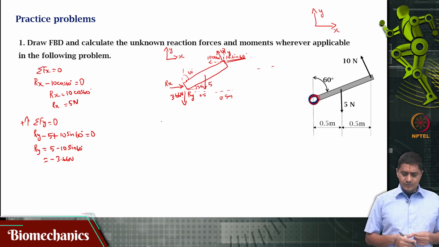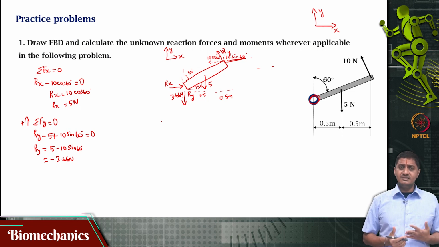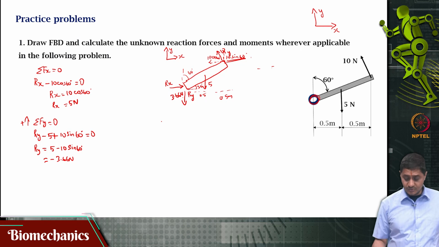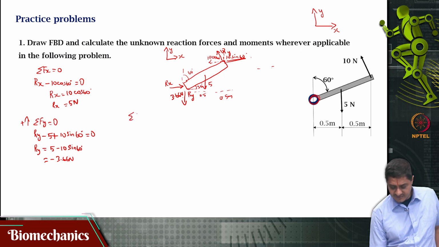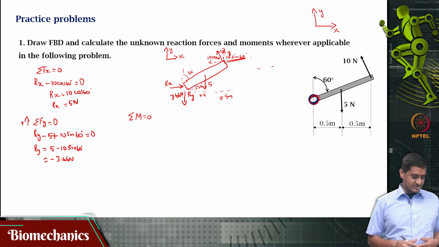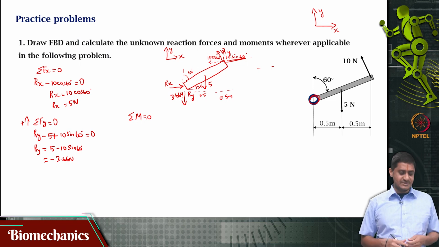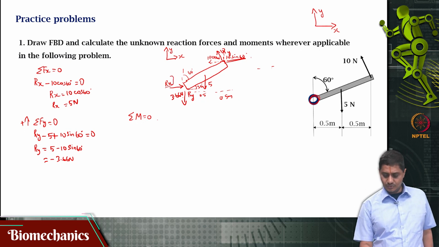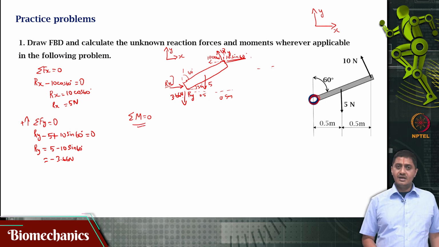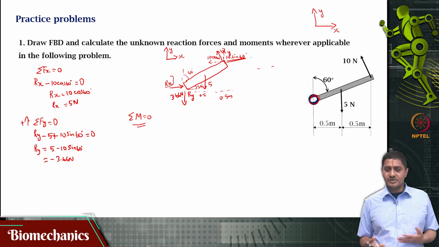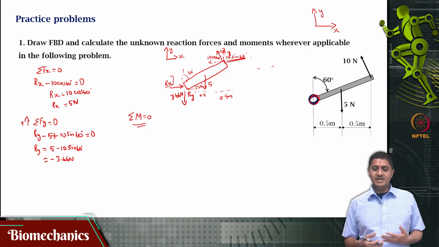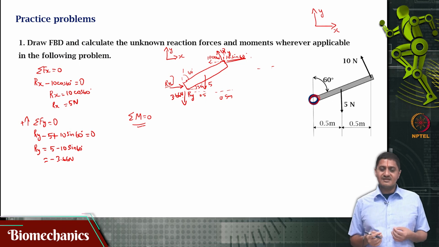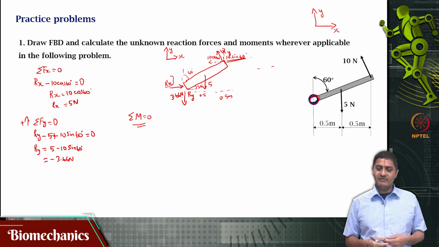Also, you do not have to solve for all the equations of static equilibrium, because we know this is a planar problem, it is a 2D problem. We also know that there is sigma M equal to 0, right. So, you do not have to solve for sigma M equal to 0, because the number of unknowns in this case is only 2. Rx and Ry are the only 2 unknowns, and you can solve this by using 2 equations of equilibrium. You do not have to have 3 equations of equilibrium to solve 2 unknowns. You need at least as many equations as the number of unknowns. There are 2 unknowns and you have 2 equations.